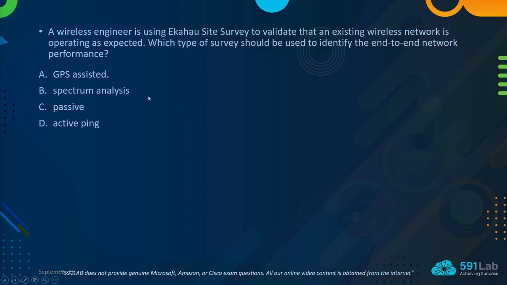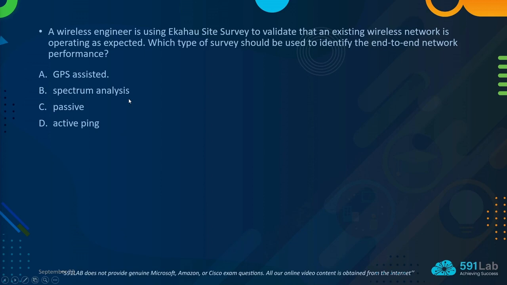GPS assisted? I don't think so. This is basically used for outdoor surveys, and it will not check to audit an existing wireless network. Spectrum analysis. This is great when we want to see the spectrum analysis, the radio frequency of a network. If we have interference in Wi-Fi, like microwave interference, or something else. And it's almost the same as the one we use with the passive survey.